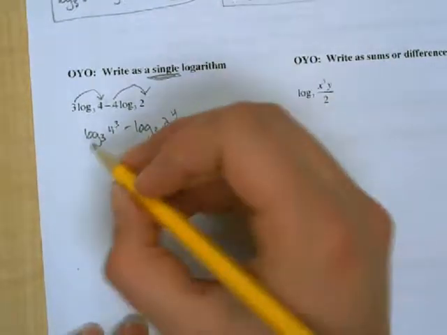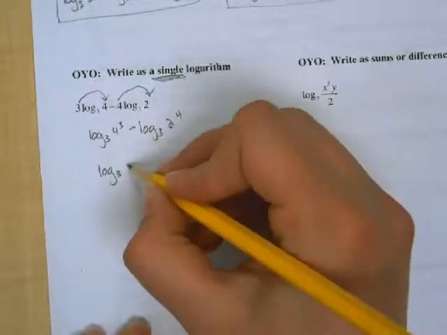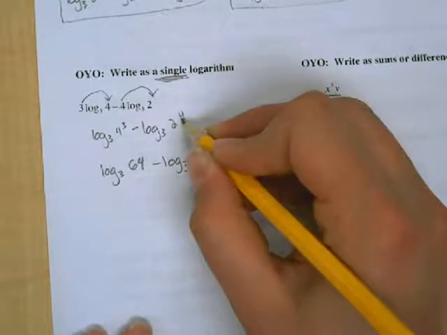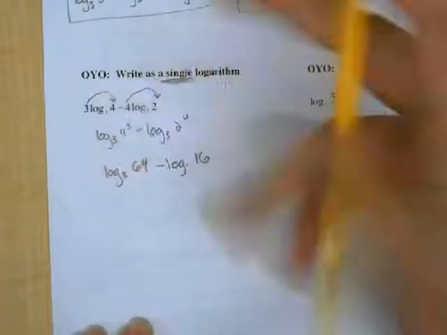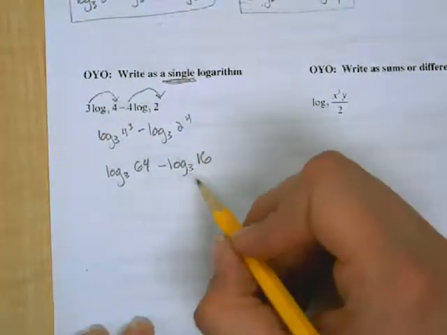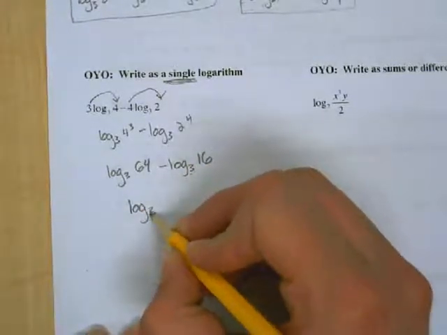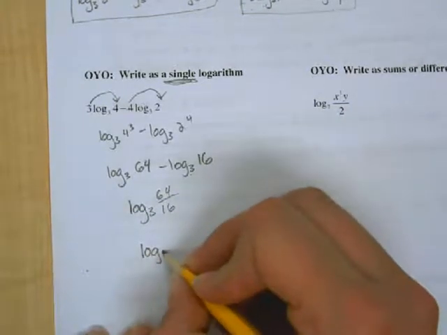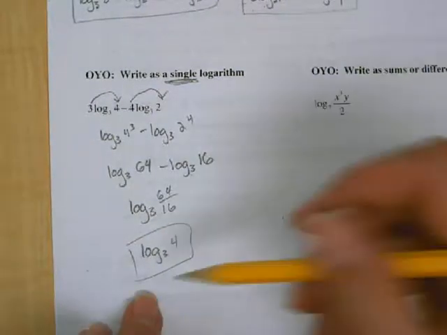Okay, so 4 cubed, log base 3, 4 times 4, 16 times 4, 64, minus log base 3 of 2 times 2 is 4 times 2 is 8 times 2 is 16. So log base 3 of 64 minus log base 3 of 16. Minus means quotient rule, so we're going to divide the arguments. So 64 divided by 16, and you get log base 3 of 4. Okay, so log base 3 of 4 is the first one.